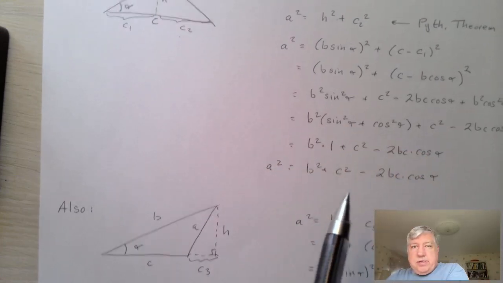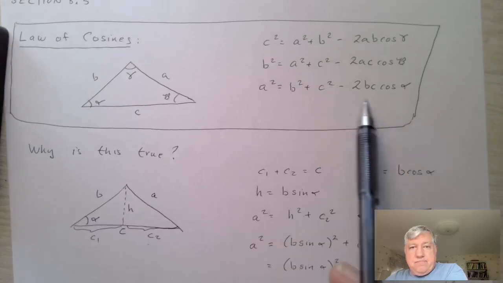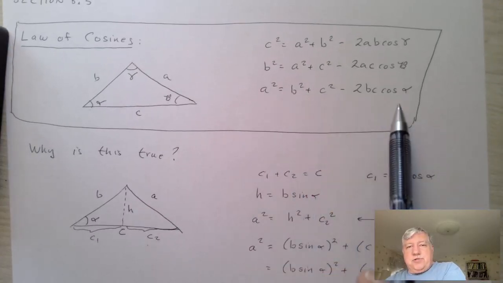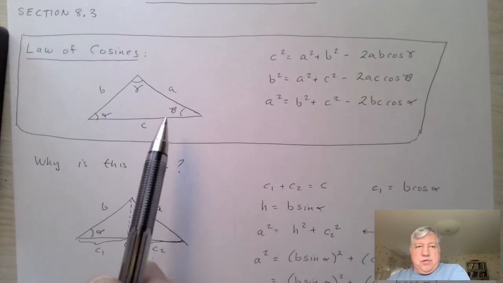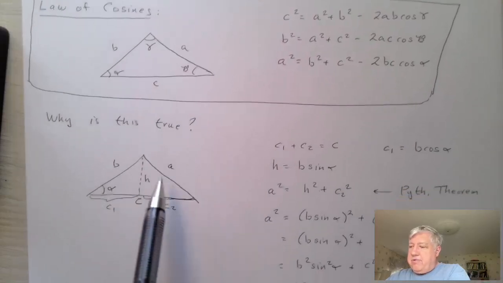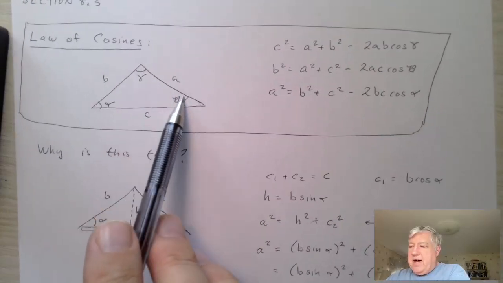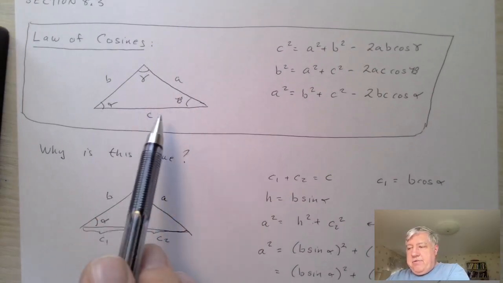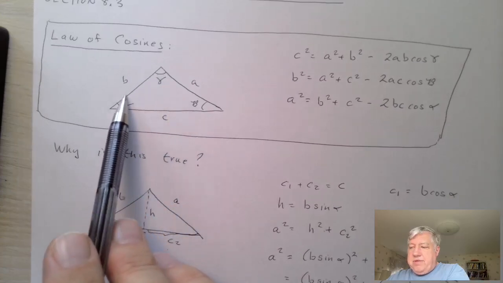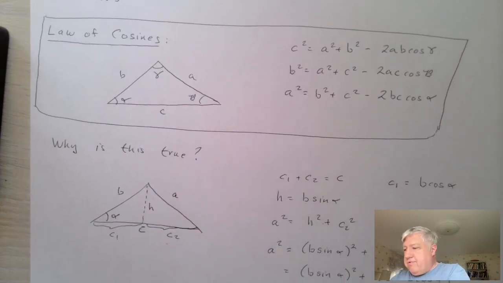Okay, so that's how we get this version. And then to get the other two, you could just take this triangle and turn it around so that this side is flat. And then do it again so that this side is flat. And that's how you get the other two equations.